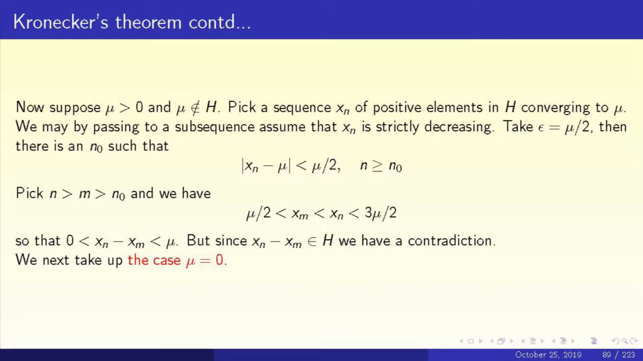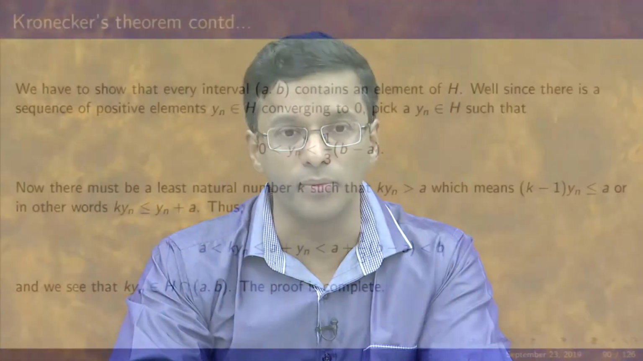So now what does that mean? That means that xn minus xm is positive and less than mu by 2. So I got a positive number; xn and xm are in H, so xn minus xm is a positive number in H which is less than mu by 2, which contradicts the fact that mu is the infimum. So this case is also out. So we are now left with the only case that this infimum mu is 0. So let us take this case where the infimum is 0.